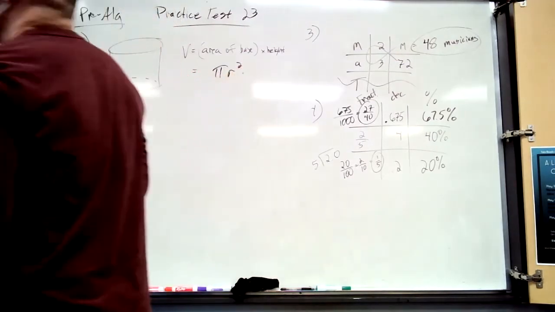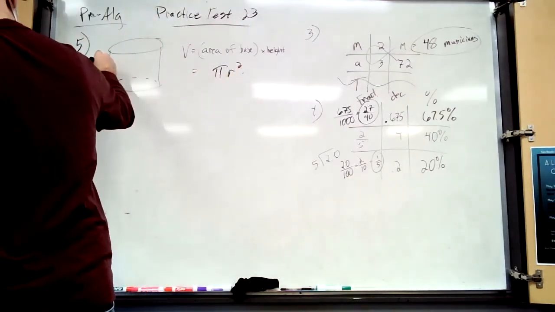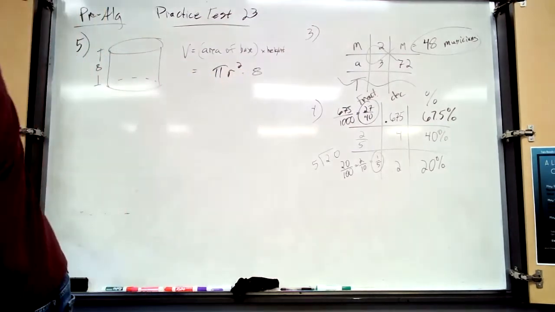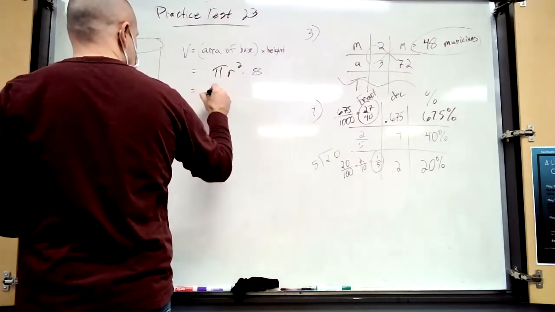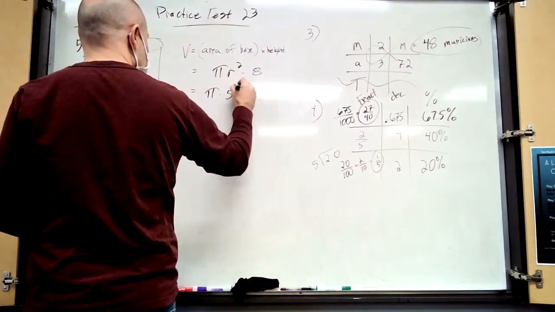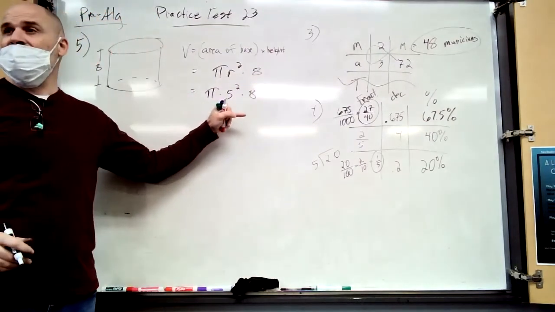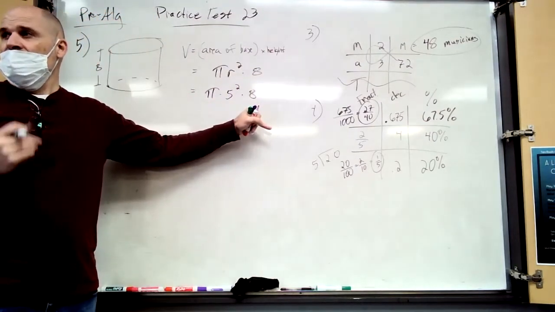Well, let's give us the dimensions here. Let's see, it's 8 high. So there's the height. And what's r? Looks like 5. So we got pi times 5 squared times 8. So far, so good? Pi r squared times h. You guys good with that?